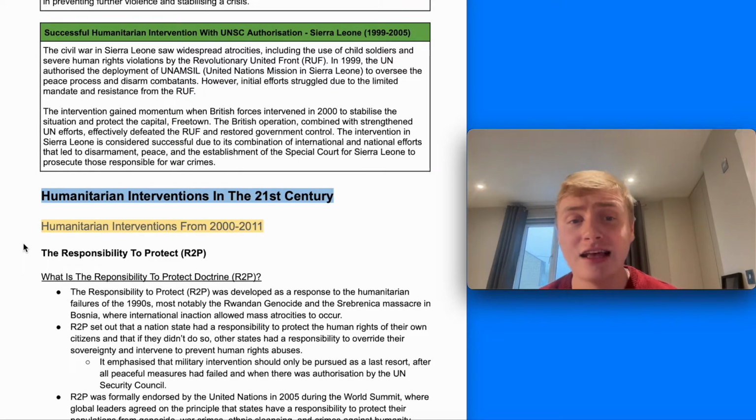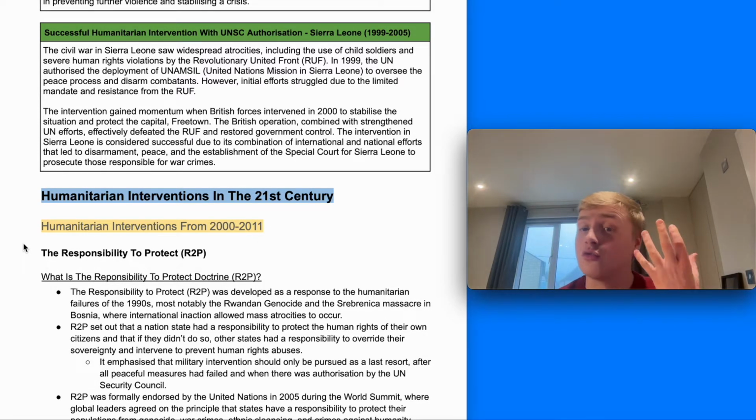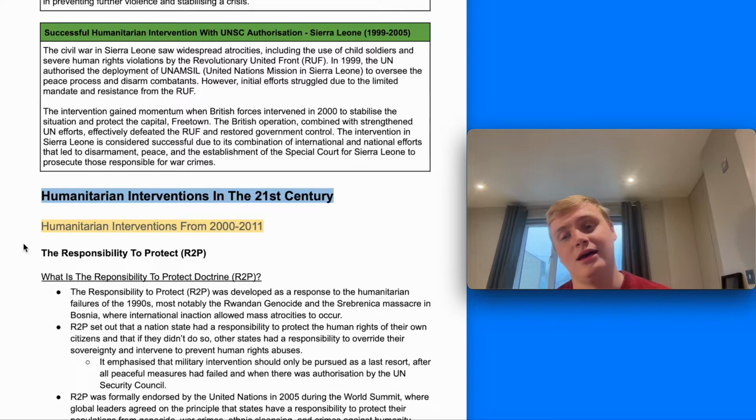And it is considered successful due to its combination of international and national efforts that led to disarmament, peace, and the establishment of the Special Court for Sierra Leone to prosecute those responsible for war crimes. And that was one of the international criminal tribunals we looked at in the previous video.